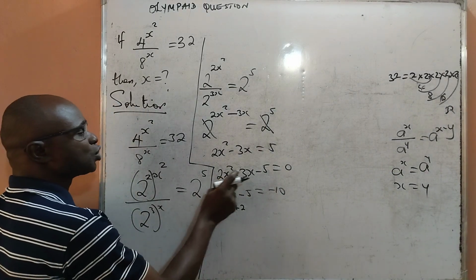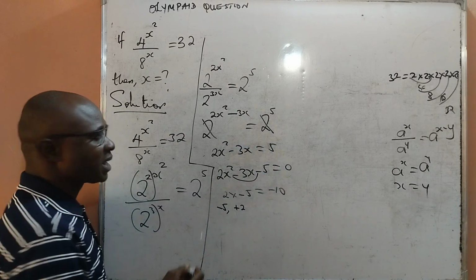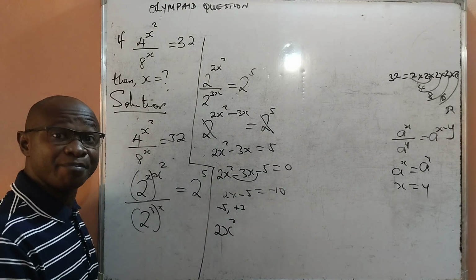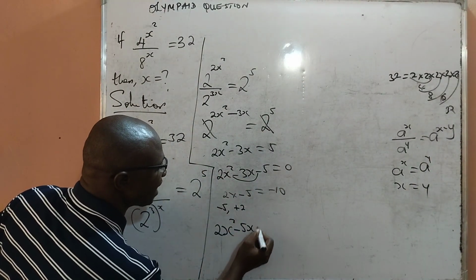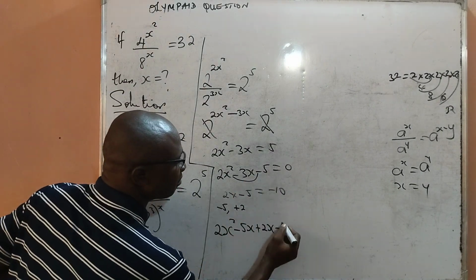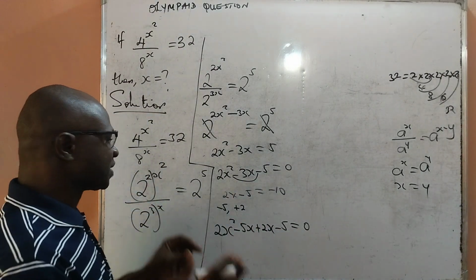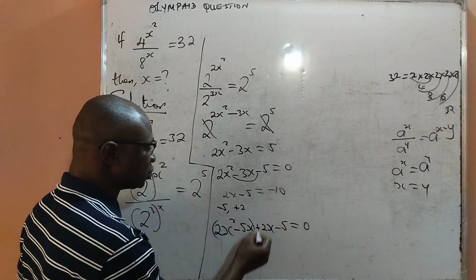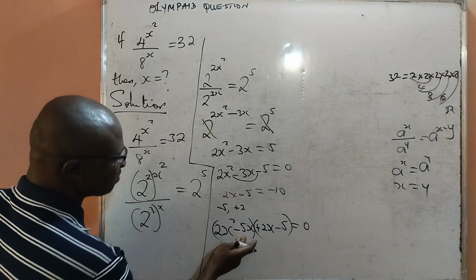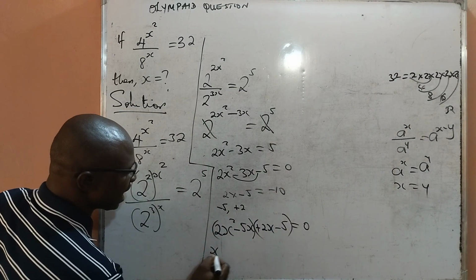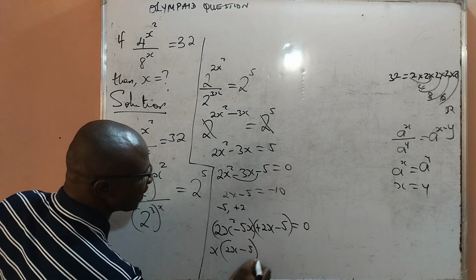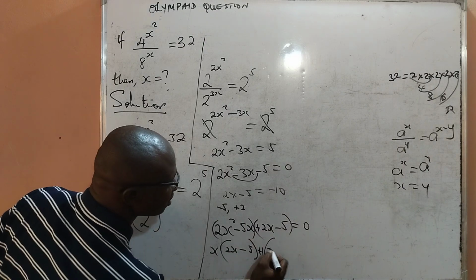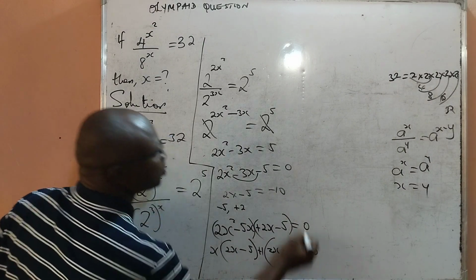Now, I will use these two numbers to replace the middle term. And that will give me 2x squared, now minus 3x can be written as minus 5x plus 2x, then minus 5 equal to 0. This is the process of factorization. If I put them into brackets in pairs, in the first bracket, what is common is x, and then I have 2x minus 5. And in the second bracket, what I have is plus 1. So that I have now (2x minus 5) equal to 0.